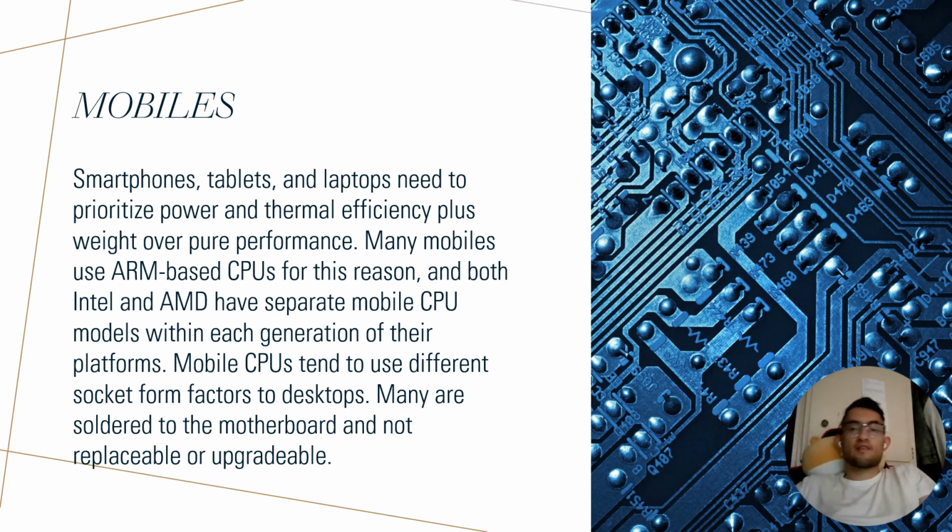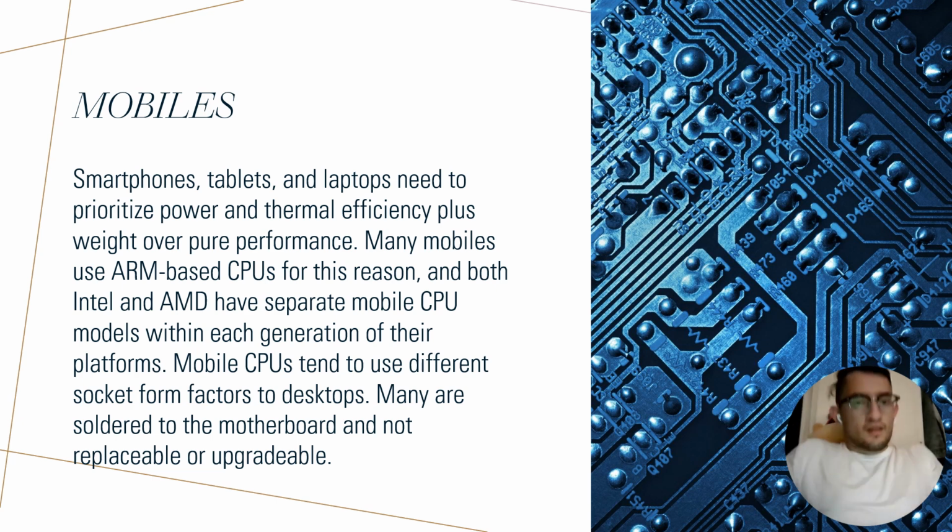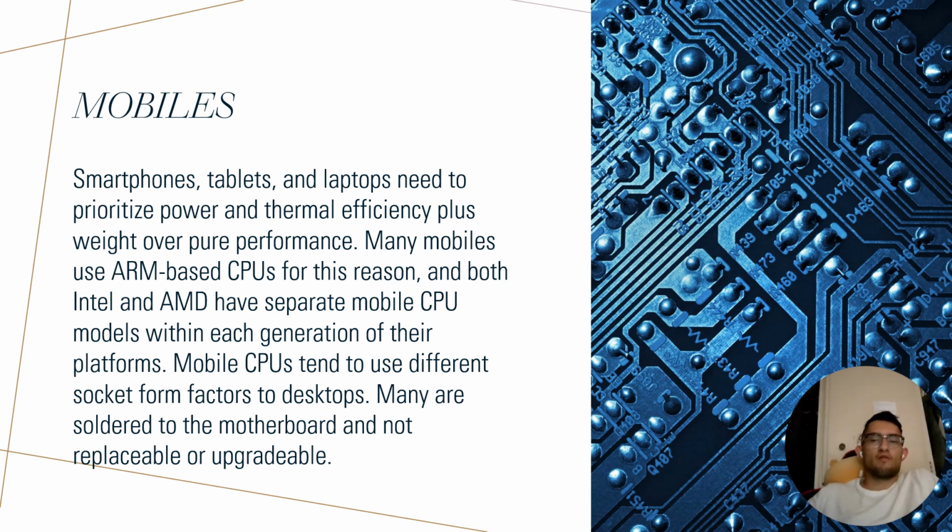This is the second to last type: we have mobiles. So this could be smartphones, tablets, and laptops, or laptop slash tablet. They need to prioritize power and thermal efficiency plus weight over pure performance. Many mobiles use ARM-based CPUs, as we remembered, Advanced RISC Machines, RISC being reduced instruction set computing. And that was one of the previous slides, and you could go back to the video.